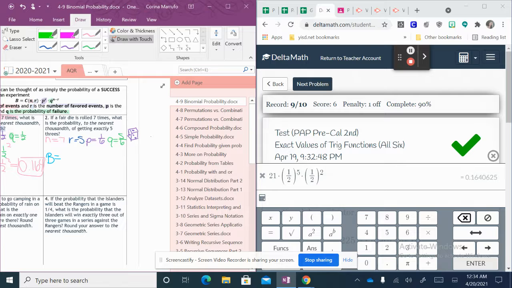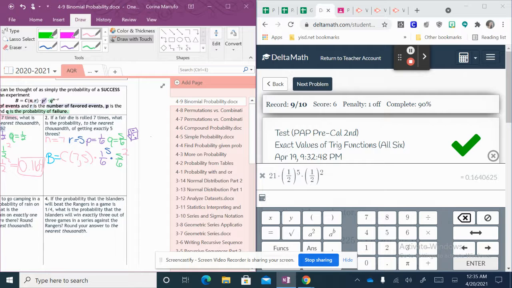So B equals, we have C, we have 7 events, 5 were favored, times, and then we take our first probability, which is 1 over 6 to the power of 5, and then times Q, which is 5 over 6 to the power of 7 minus 5, which is 2. So I'm going to go ahead and erase that, just put 2.